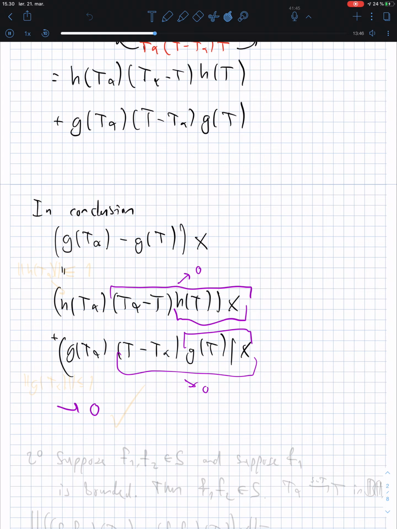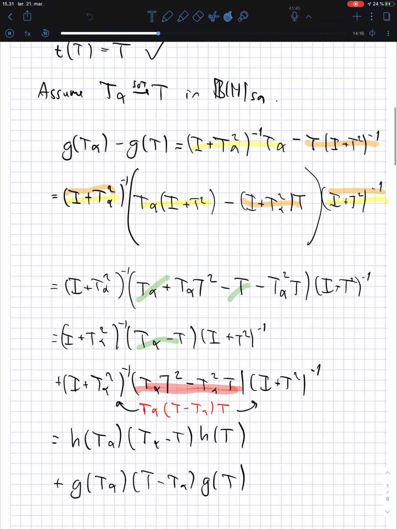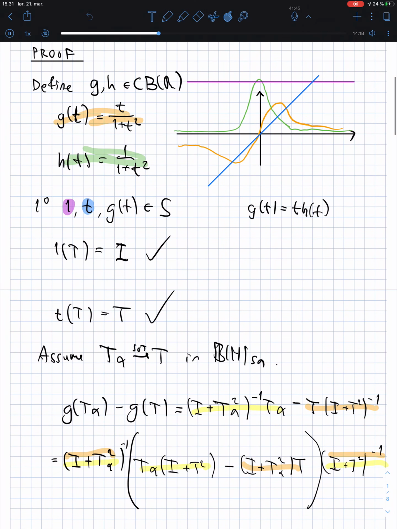But in front of this, we have h of t alpha and g of t alpha that is a little bit hard for us to control. Right? So I don't really know what happens on h of t alpha and g of t alpha, but I do know that the norm of h of t alpha is less than or equal to 1. And I know that the norm of g of t alpha is less than or equal to 1. And how do I know this? That's simply because the functions h and g are made in such a way that they never attain values that are bigger than 1. Right?